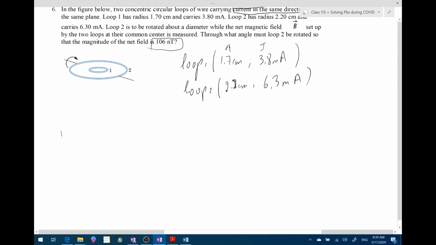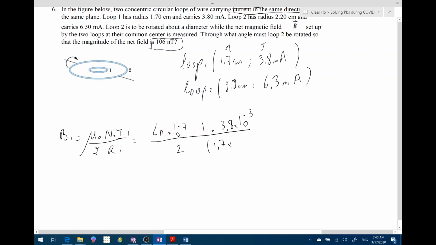If you were to find B1, that would be mu 0 n1 I1 over 2 r1. Mu 0 is 4 pi times 10 to the minus 7. n1 is one loop, I1 is 3.8 milliampere over 2, and its radius would be 1.7 centimeters. I'll calculate it in a while.